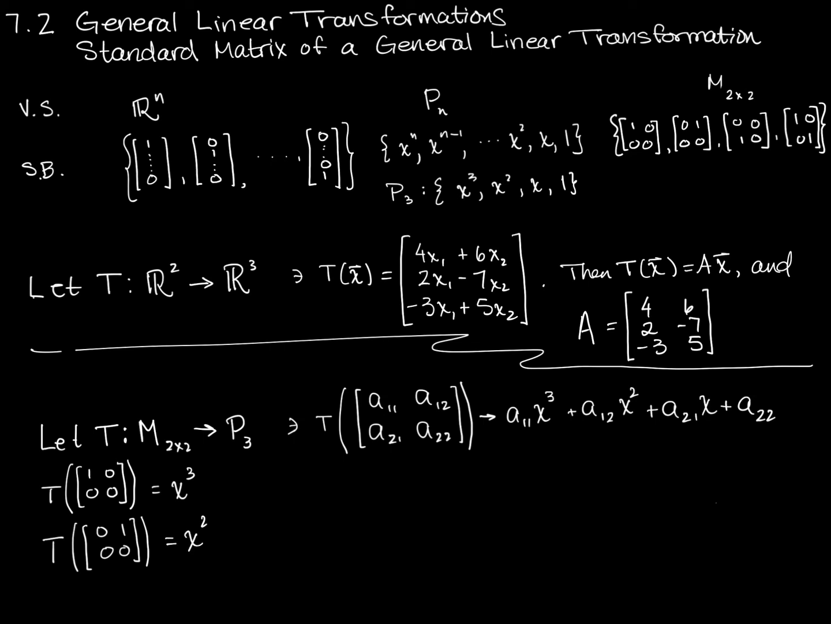Then looking at the transformation of 0, 0, 1, 0, I get my 1 in row 2, column 1. And row 2, column 1, a sub 2,1, takes whatever's in this position and multiplies it by the x term. So I'm going to have 1 in this case times x. So that's just going to equal x. And I think you can see the pattern here. 0, 0, 0, 1 is just going to spit out 1.